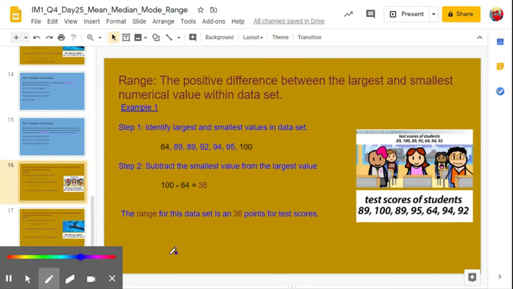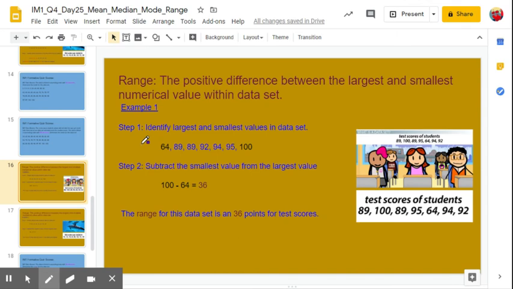Let's close out with range. Range is the positive difference between the largest and smallest numerical value within the data set. So that's all it is. You take the largest number and the smallest number, and you subtract the smallest from the largest. That number is the range of the data.